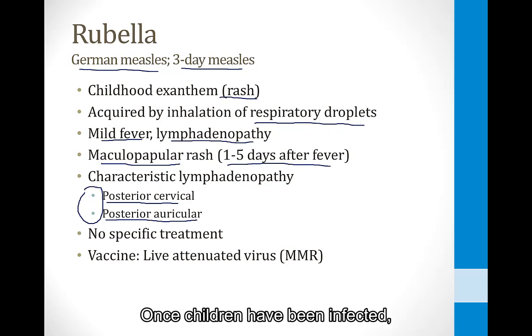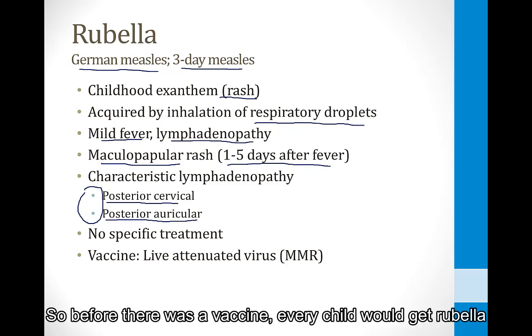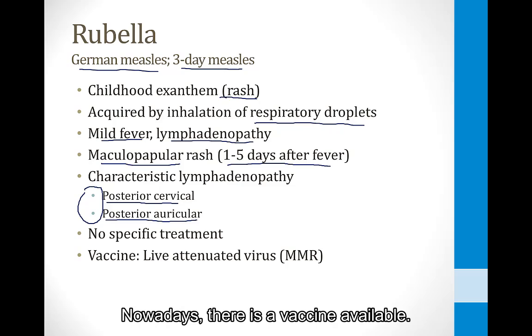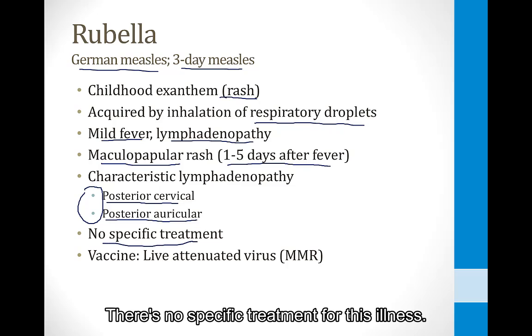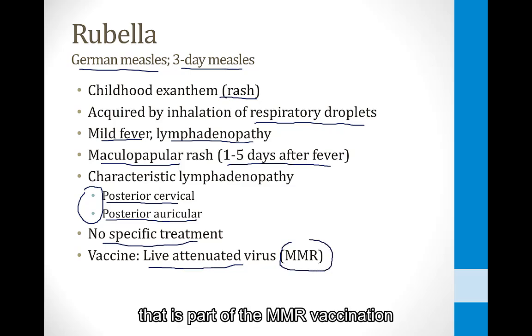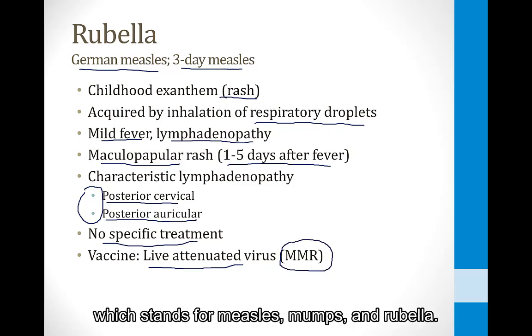Once children have been infected, they have lifelong immunity, so before there was a vaccine, every child would get rubella at some point and then they would never get it again. Nowadays, there is a vaccine available. There's no specific treatment for this illness. It's usually self-limited, and the vaccine is a live attenuated virus that is part of the MMR vaccination, which stands for measles, mumps, and rubella.